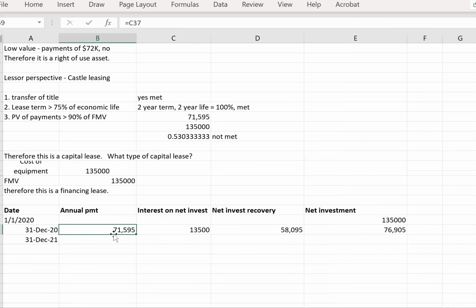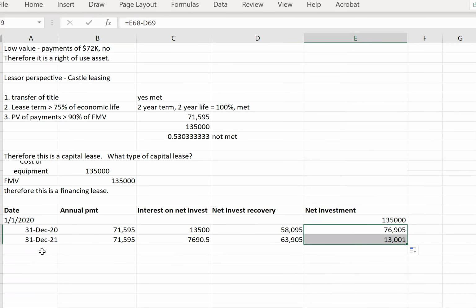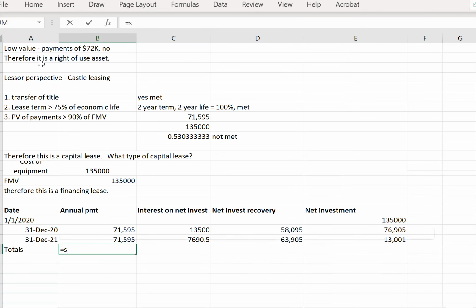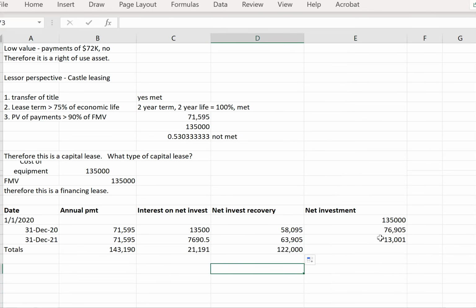Okay, and that's going to bring that down, and then we can just simply have our second lease payment here, $71,595, and pull this down. And we're going to have our guaranteed residual value here as well. You can see we've got our guaranteed residual value right here. So we're going to run our totals through this schedule. Okay, so we're going to run totals for the first 3 lines, and you can see this is the residual value.